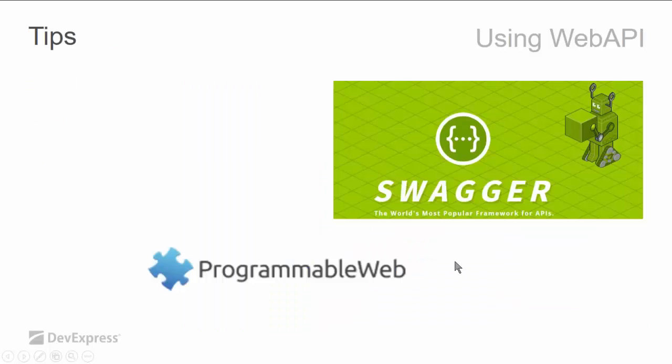Now finally, I'll mention that if you're going to make a public API, use something called Swagger. Swagger provides what's called metadata.